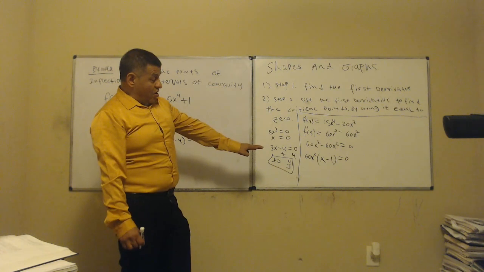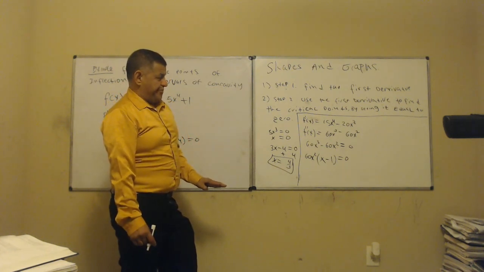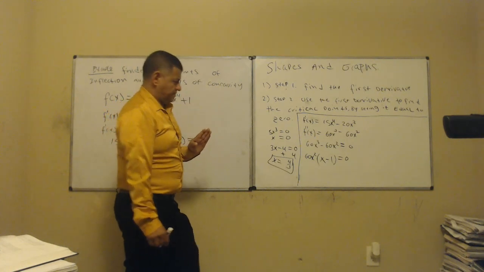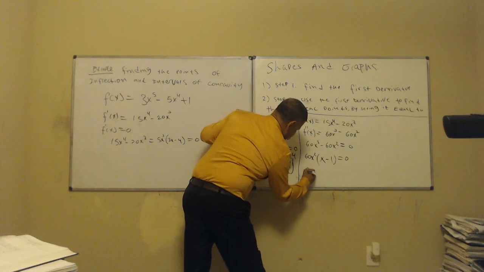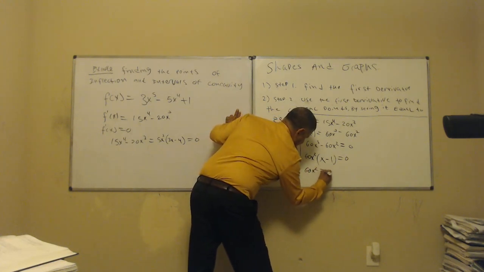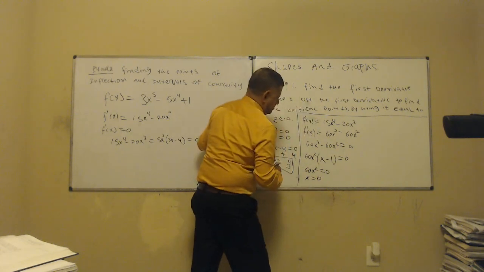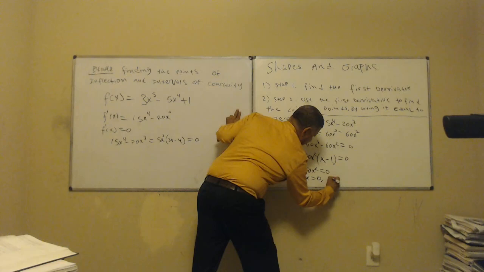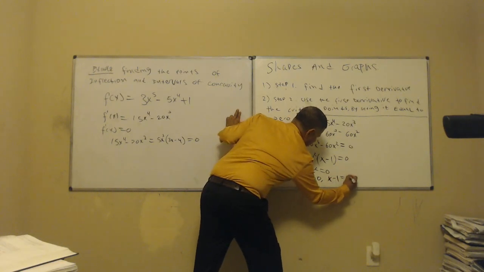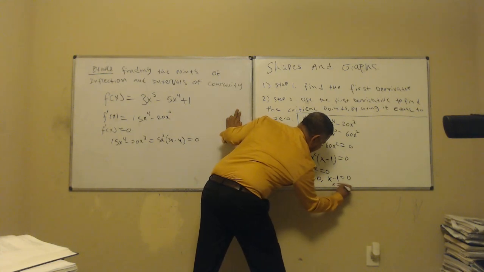Okay, so now I got this. Almost there. Again, I do my little thing right here, and I say 60x squared equals 0. Therefore, x is equal to 0. Then I go inside, and I say x minus 1 equals 0. So therefore, x is equal to 1.